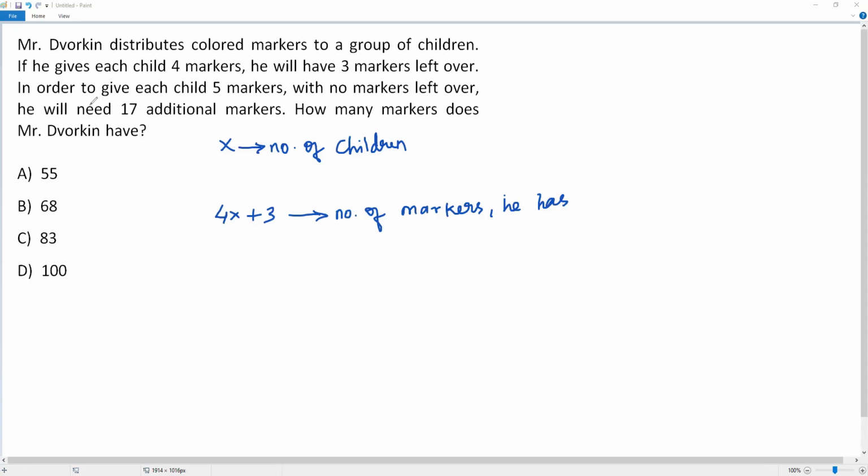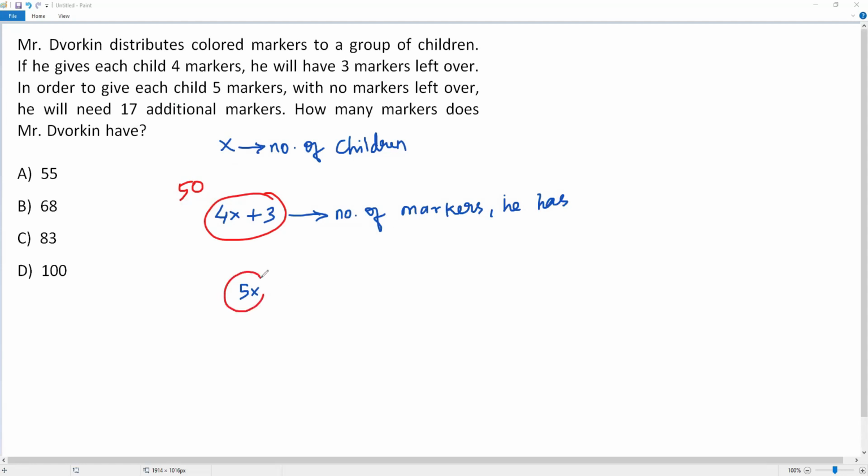Okay, now to get the total number of markers for this case, the same thing. We have to multiply the number of children x and the number of markers given to each child. That is 5x. This 5x represents the number of markers Mr. Dvorkin requires to give each child 5 markers. Okay, now let me assume the value of this expression is 50, just for an example. That is, Mr. Dvorkin has 50 markers.